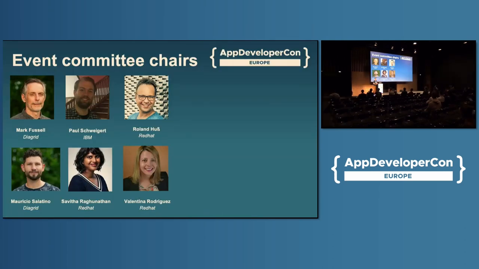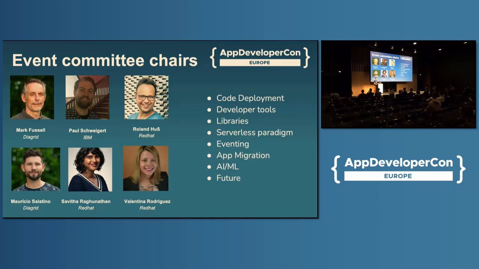I'd like to introduce you to the other people in the program committee. I was looking out for them, but if Roland, Savita, or Valentina are here from Red Hat, they along with myself, Mauricio from Diagrid and Paul from IBM formed the program committee. We were lucky that we had 150 submissions, which is a huge number to go through. We go through a range of different topics. We try to spread across the spectrum of everything from development tools to deployment to patterns for design, the use of libraries, serverless, eventing-based paradigms. Certainly, we're still interested in app migration. There's plenty of that still happening today, and we have one of those great talks that covers that.